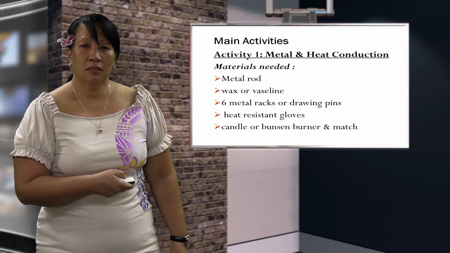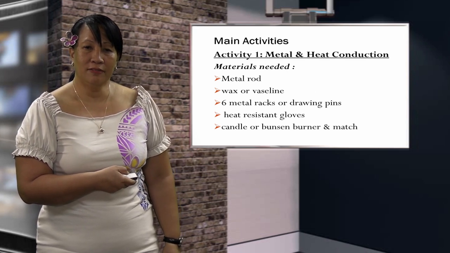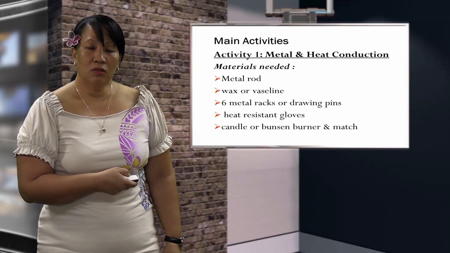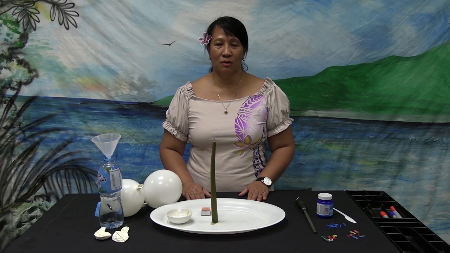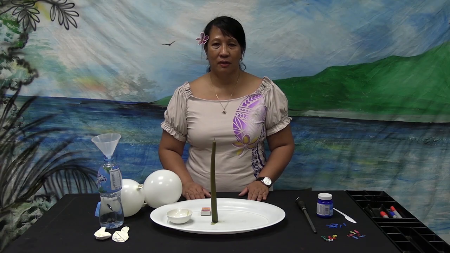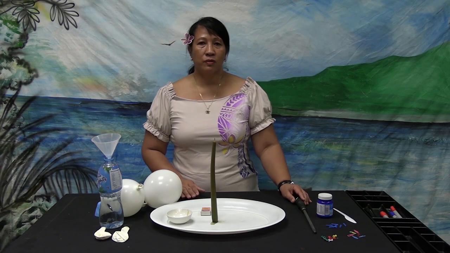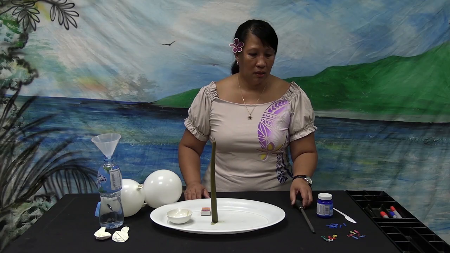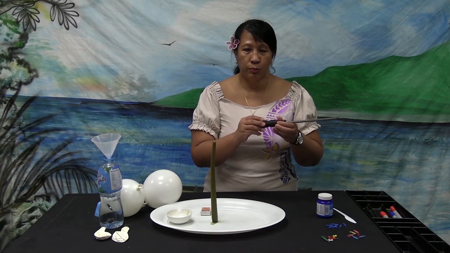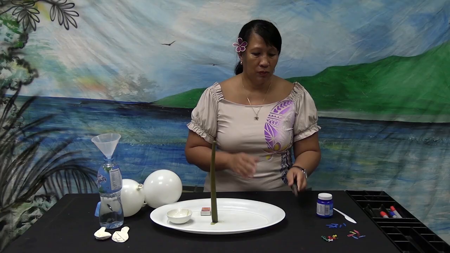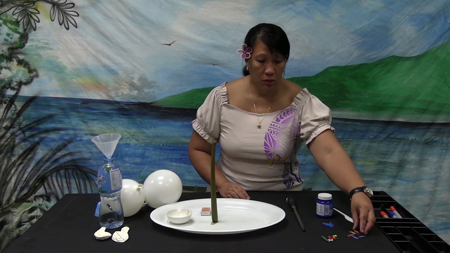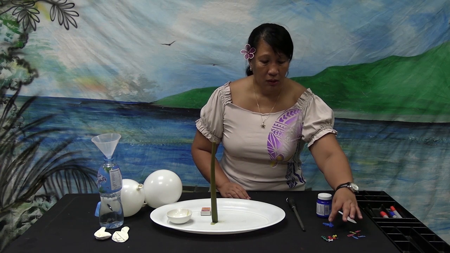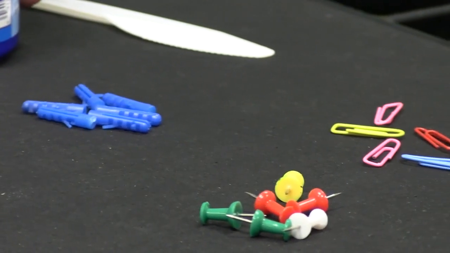Our main activities is going to be two activities. First activity is metal and heat conduction. Let's have a look at what we're going to do here. Our first activity today is called metal heat conduction. All the materials you need are a metal rod. If you have one with a heat-proof handle like I have over here, that would be perfect. And you need tack. You can even use paper clips or drawing pins. And you also need wax.